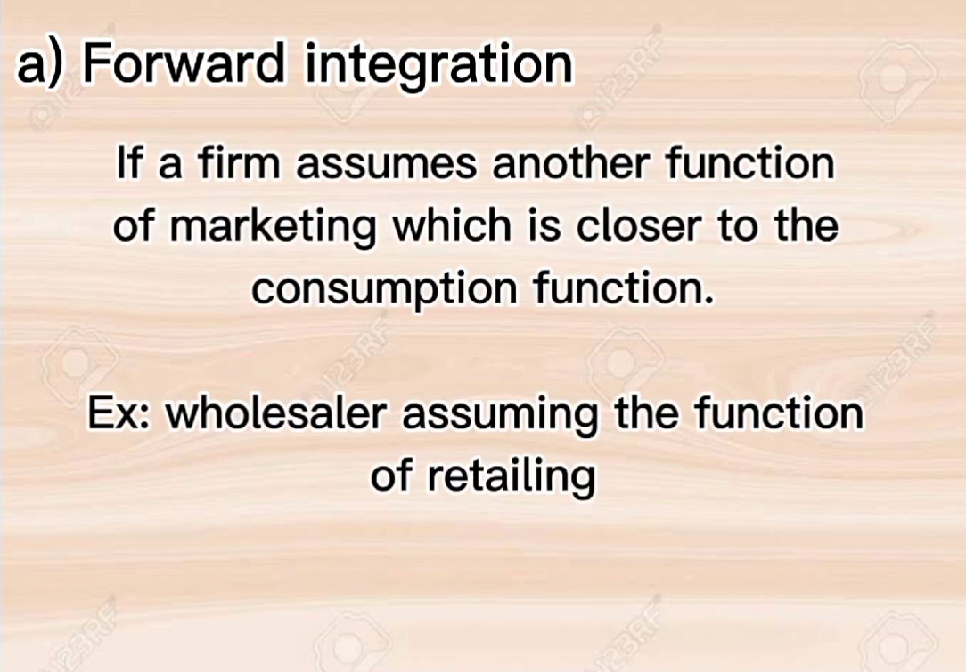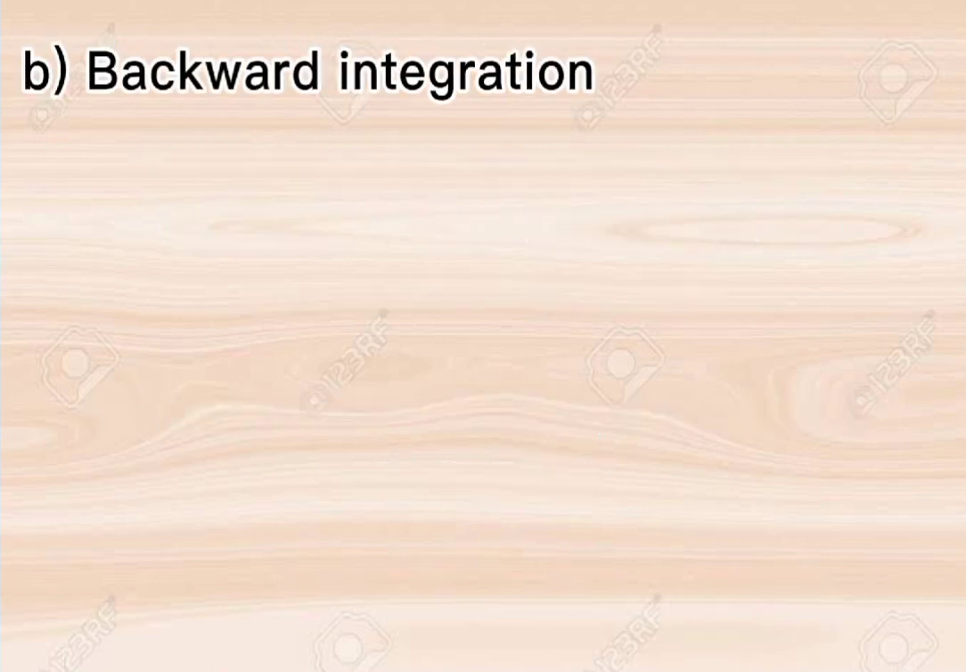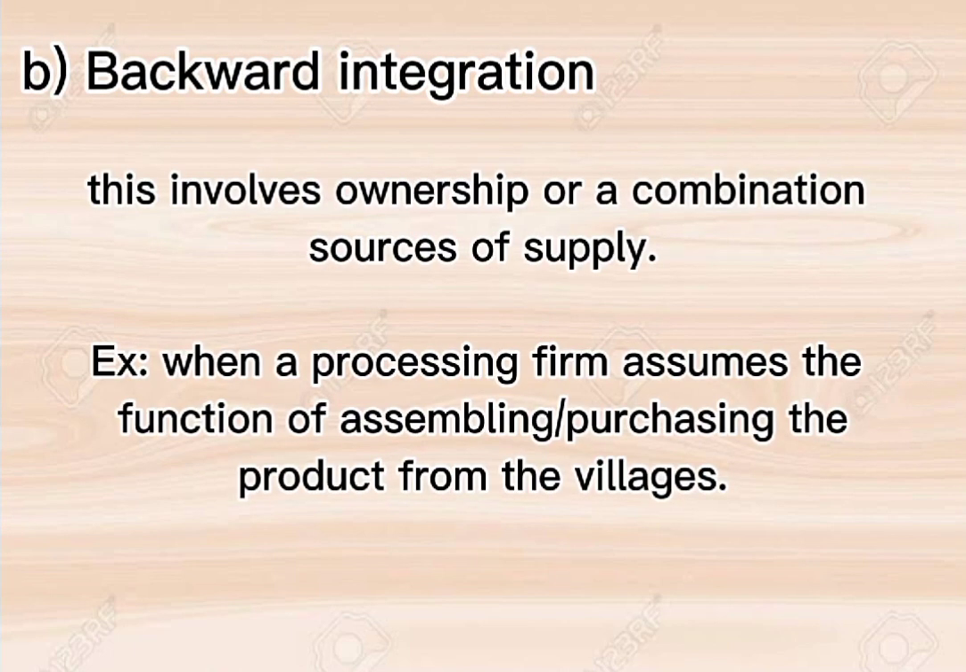We have two kinds of vertical integration. First is forward integration. If a firm assumes another function of marketing which is closer to the consumption function, example, wholesaler assuming the function of retailing. Second is backward integration. This involves ownership or a combination of sources of supply. Example, when a processing firm assumes the function of assembling or purchasing the product from the villages.